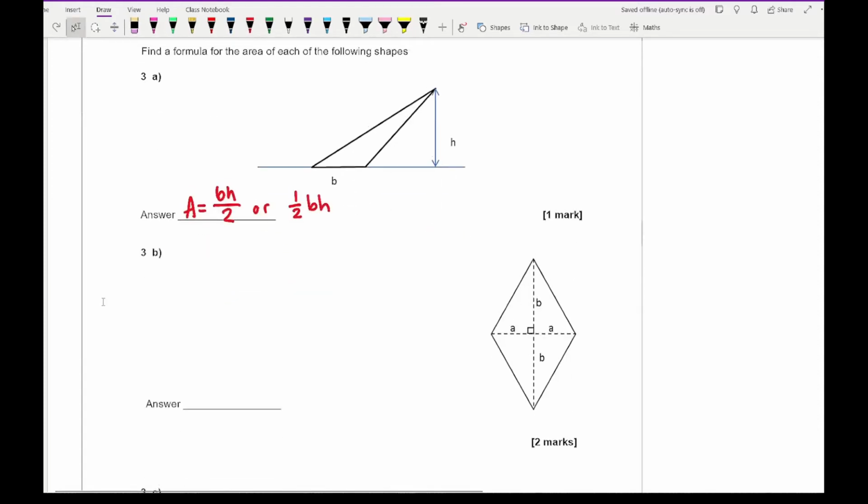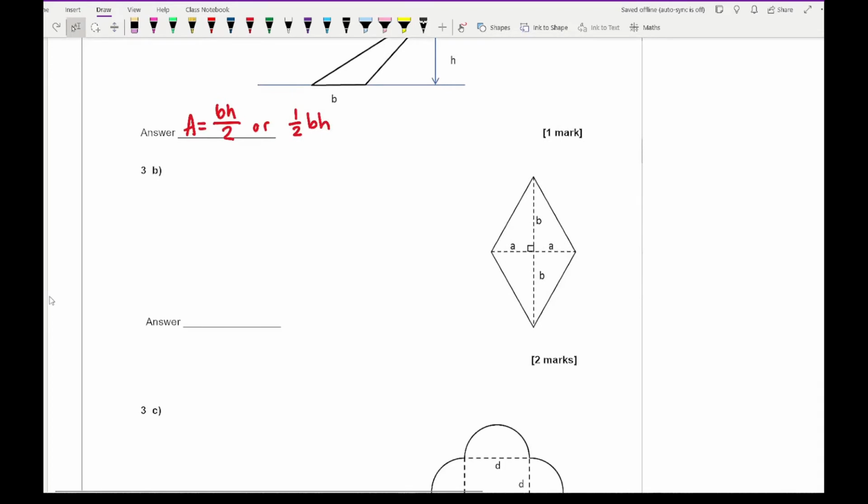For question 3b, here we've got a rhombus, and with the rhombus, the formula is basically exactly the same as the triangle. So here we've got the general length, and here we've got the height. And the general formula is L times H divided by 2, or half LH.